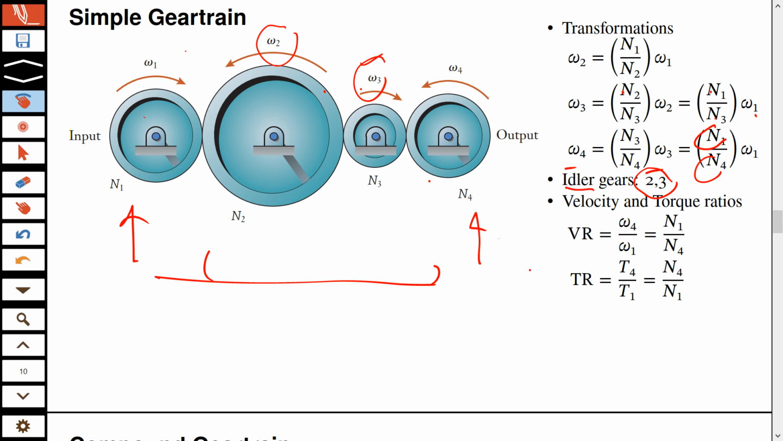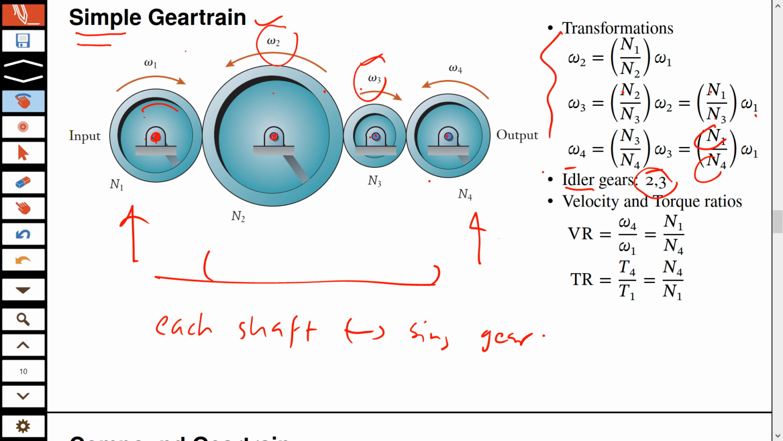And now why is this so? And why are we calling it simple gear train? Because you remember these parts which you see in the diagram, they represent the shafts. Okay, so there is one shaft and there is one gear, one shaft, one gear, one shaft. So if each shaft maps to a single gear, one gear per shaft, then you have a simple gear train. That's why these relationships are so simple.